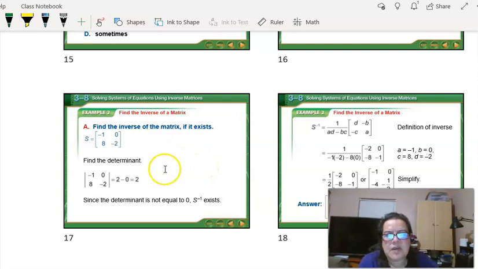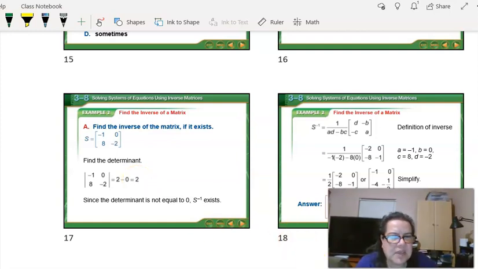If you notice, the first thing you do is find the determinant, right? So the determinant of this particular matrix is, remember, you take -1 times -2, and then you subtract the 0 times 8, which in this case is 0. So that's what they did. -1 times -2 gives you a 2, and then 8 times 0, of course, gives you 0. So 2 minus 0, you get a determinant of 2. So the determinant is not 0, so then we can proceed.